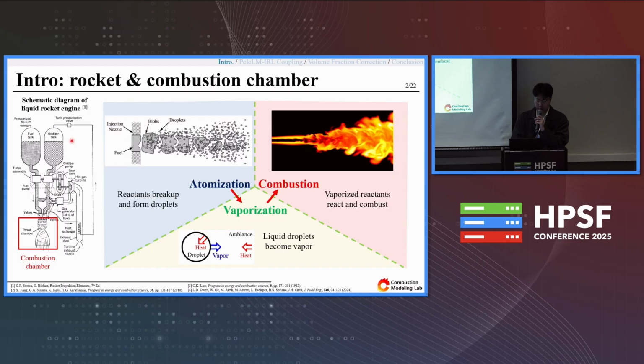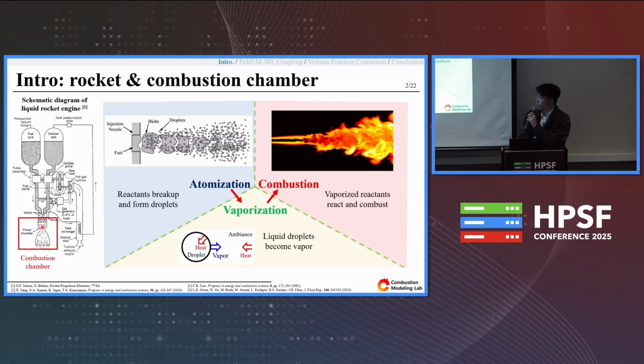This is just the schematic diagram of the liquid rocket engines. Liquid fuel and liquid oxidizer go through the liquid pump and gas generator, and finally get into the combustion chamber. In the combustion chamber, three processes occur, and one is the atomization process.